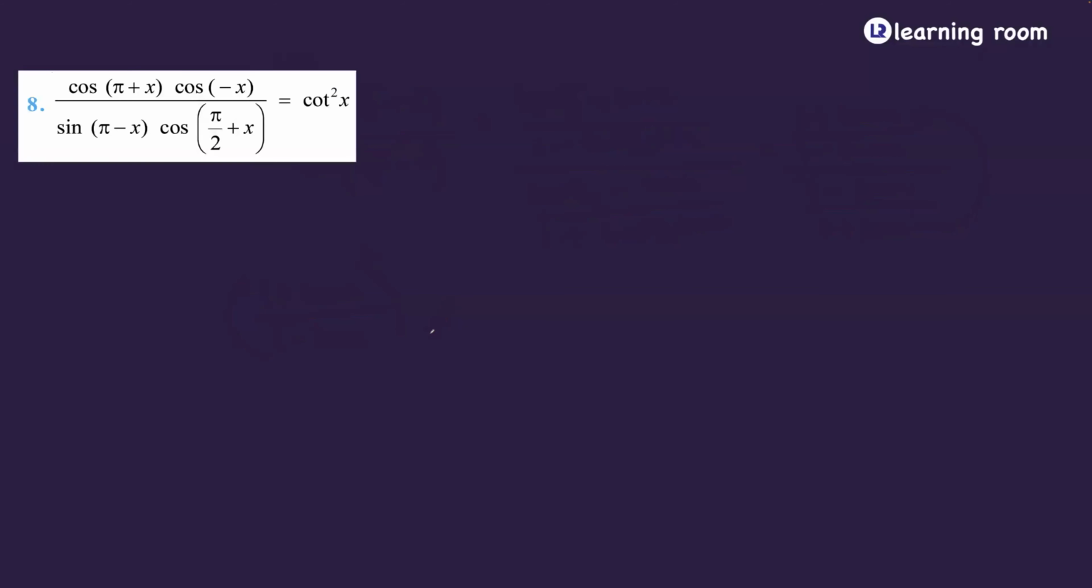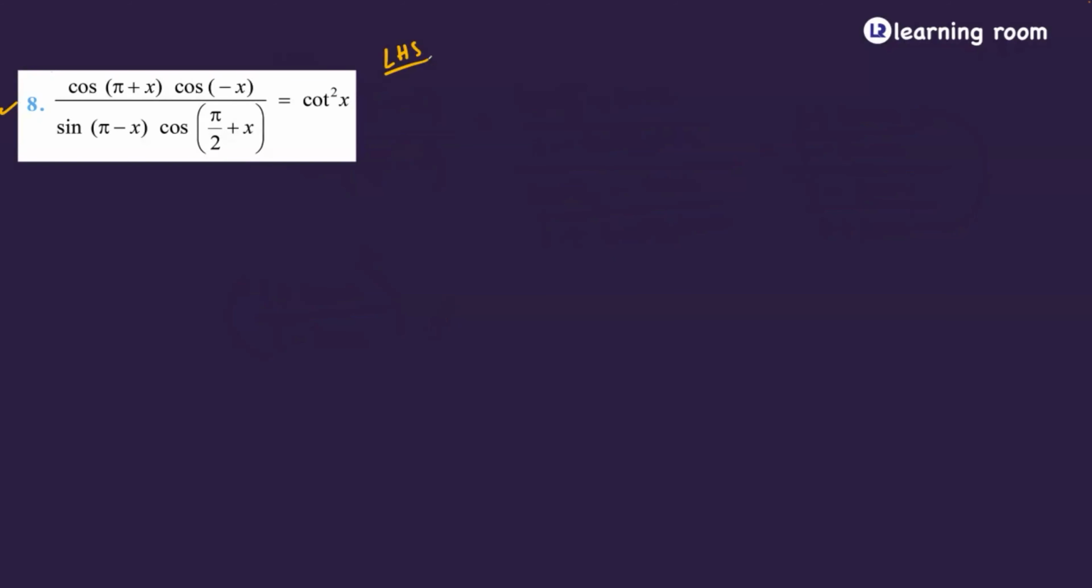So next one. Prove that cos of pi plus x into cos of minus x divided by sine of pi minus x into cos of pi by 2 plus x is equal to cot square x.